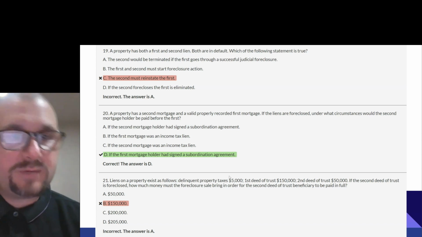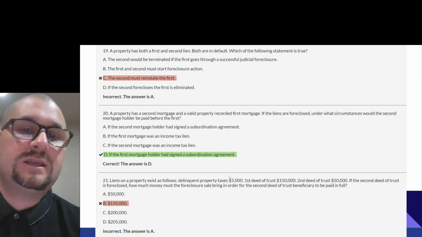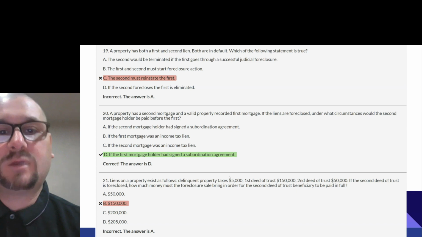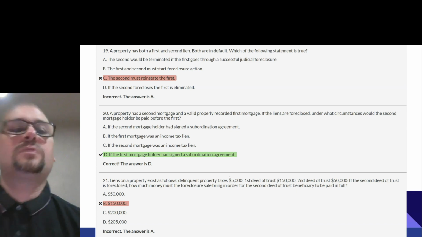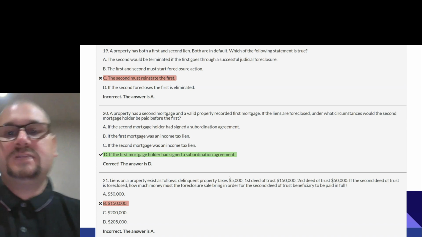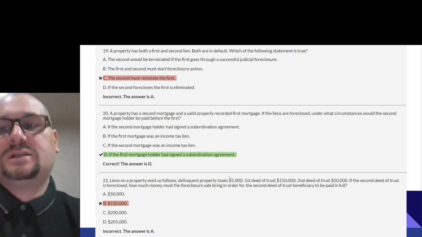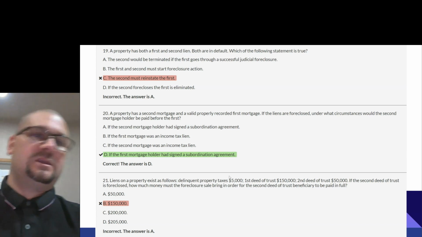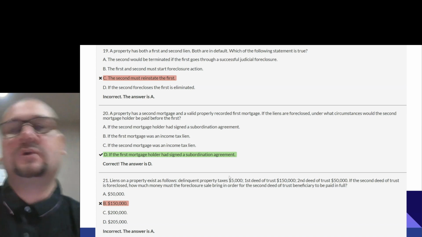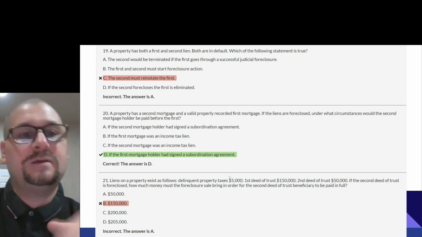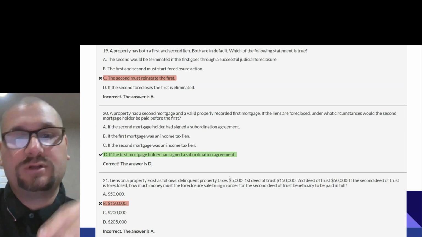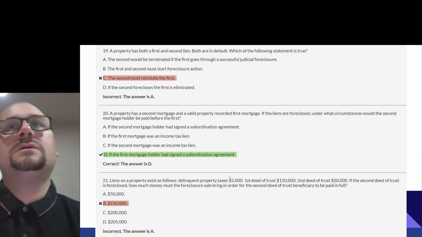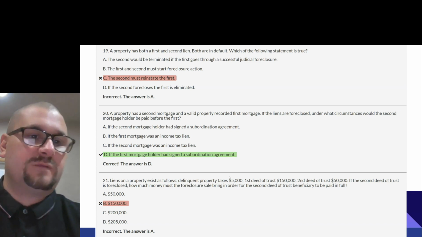So again, a property has a second mortgage and a validly recorded first mortgage. So they recorded the first mortgage. If the liens are foreclosed, under what circumstances would the second mortgage holder be paid before the first? So typically, you pay the first person first. Whoever records the second mortgage gets paid next. But if the first mortgage holder had signed a subordination agreement, then the person under that subordination agreement would get paid first.